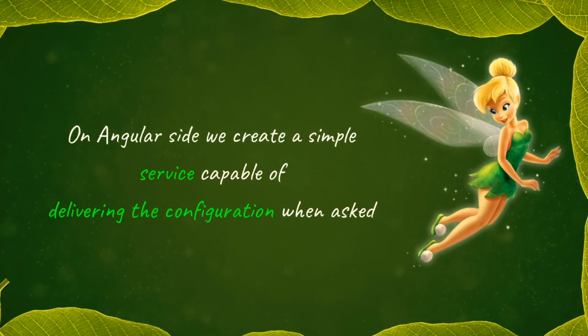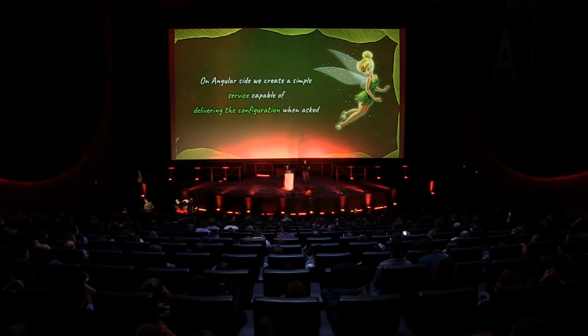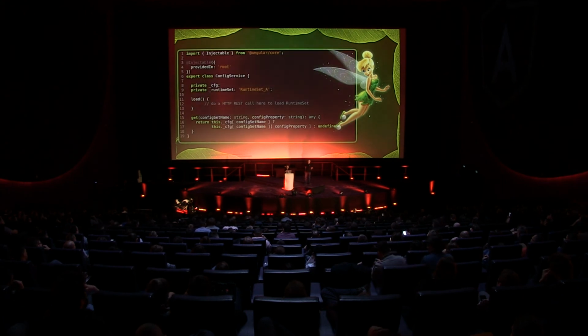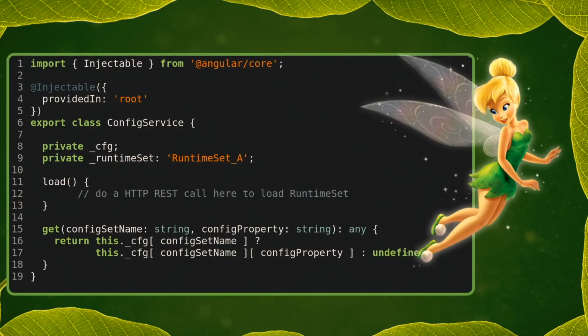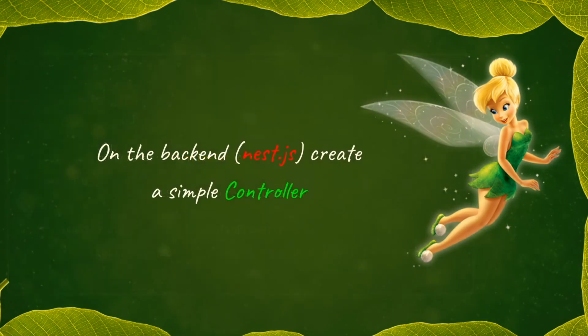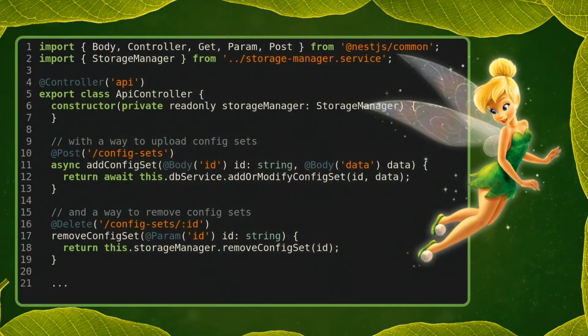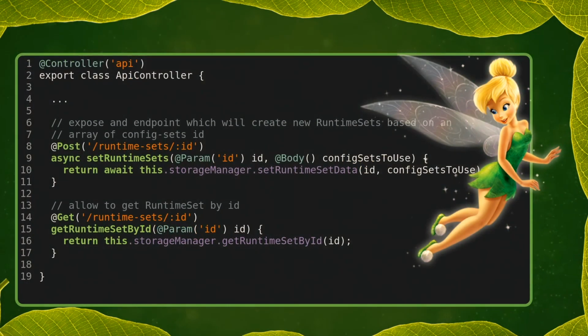And then on the Angular side, it gets really simple. You create a service capable of delivering the configuration just when asked, and it might look like this. So it's quite simple and obvious. And on the backend side, the Nest.js one, you create a simple controller, with a small service that does 4 things for you. It's able to take the config sets and remove them when asked, and further on it's able to create and retrieve the runtime sets, those compiled configurations that are needed by a given application.